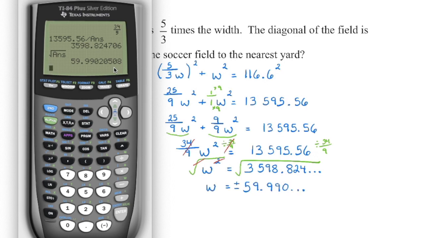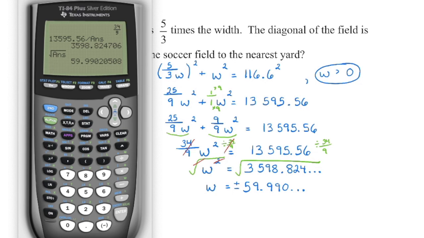So we can see that we have 59.990. Now, I have positive or negative because when we square root a variable, we can end up with a positive number or a negative number. So 59.99, etc. squared gives us that 3,598. But if we have a negative 59.99 squared, a negative times a negative also will give us that positive. But then think about the context. W is the width. We cannot have a negative value for w, so we're going to restrict that variable to the positive values. I don't want it to equal 0 because if the width is 0, we're not going to be able to have a diagonal that's 116.6 yards long.